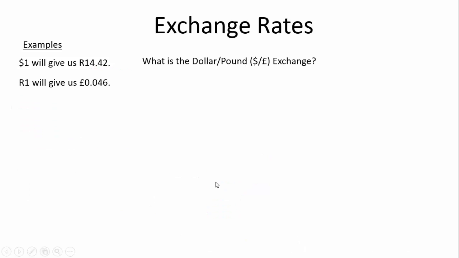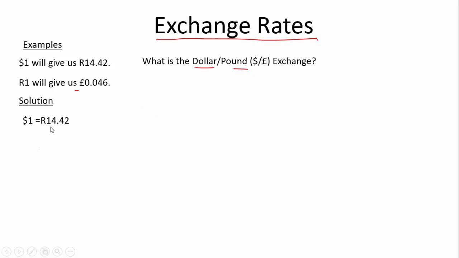Okay, let's have a look at another example. $1 will give us 14.42 rand. 1 rand will give us 0.046 pounds. Now, what is the dollar-pound exchange rate? So now exchange rates, they don't simply need to be with the rand. They can be between any currency on earth. So how will we do this?